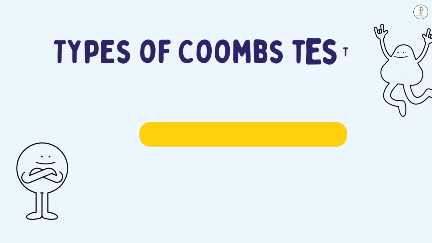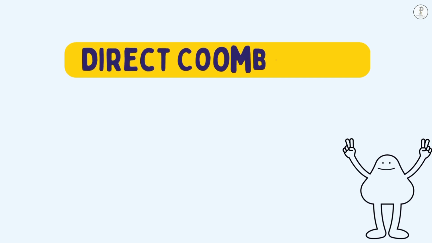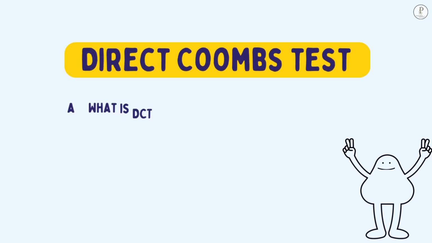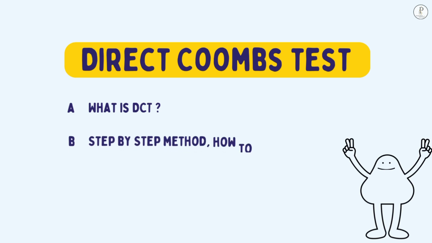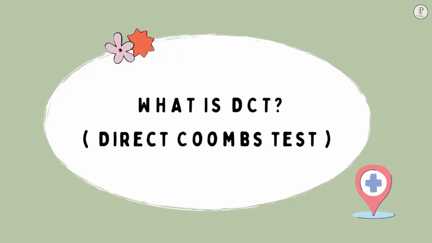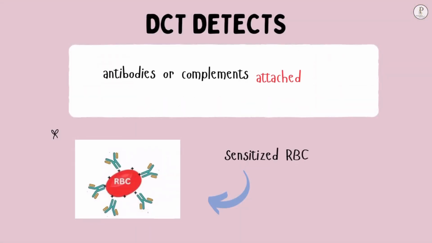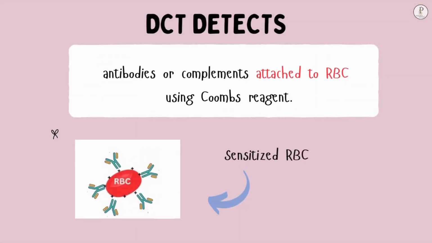Types of COOMBS test. It has two variants, direct COOMBS test or DCT and indirect COOMBS test or ICT. Direct COOMBS test. What is DCT? Step-by-step method how to do DCT. In which diseases or conditions it comes positive. What is DCT or direct COOMBS test? DCT detects antibodies or complements attached to RBC using COOMBS reagent.